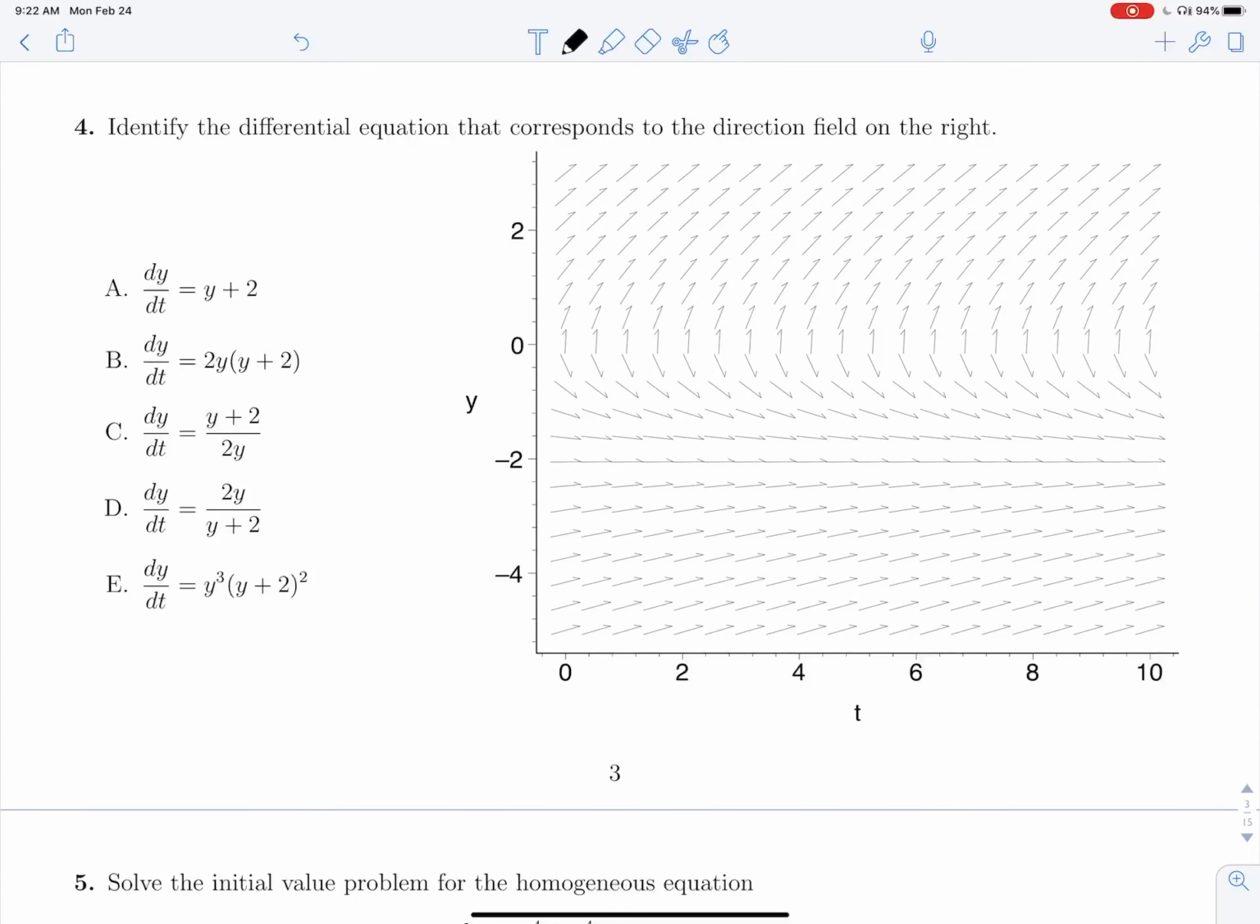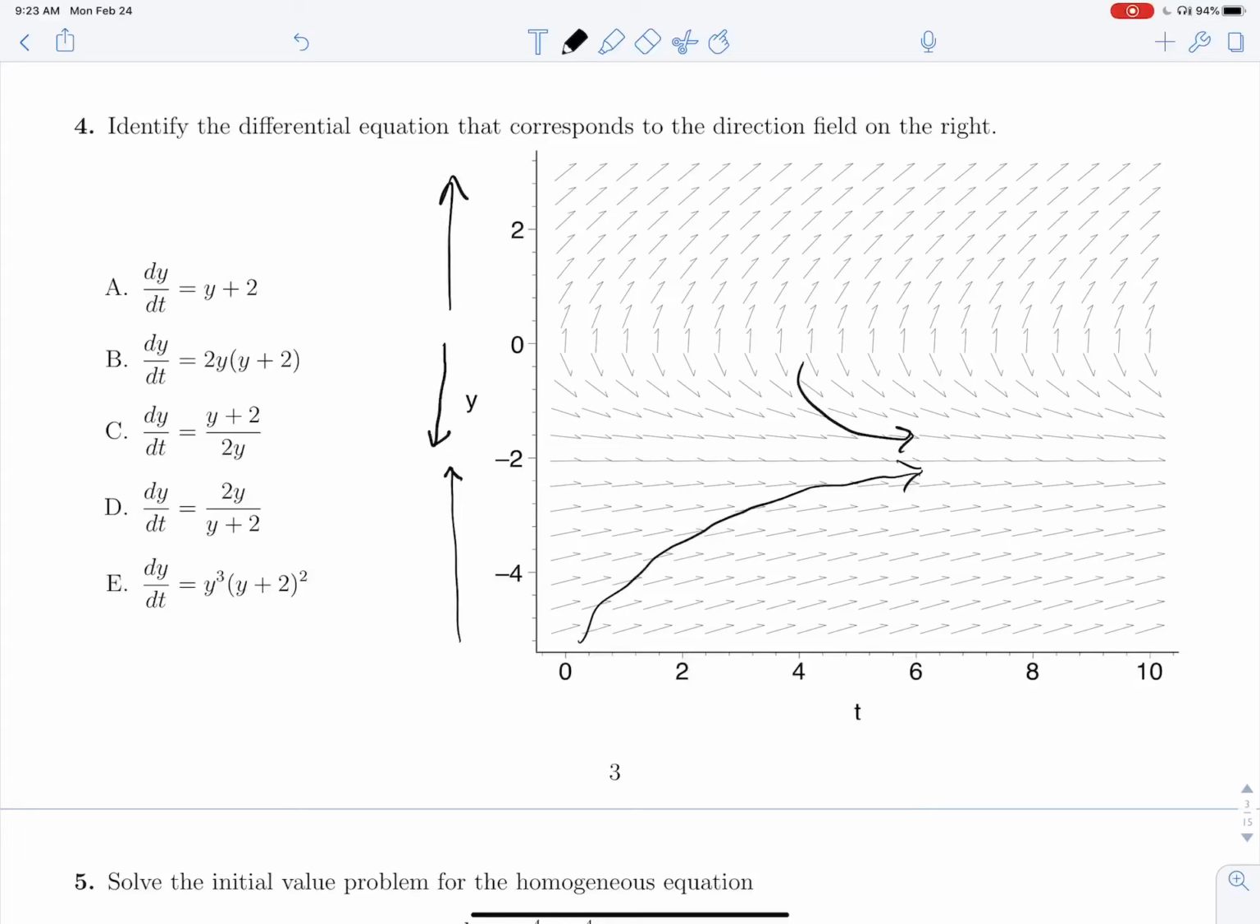Question 4, let's identify the differential equation that corresponds to the direction field on the right. So if I draw out the arrows where the slope is going, we see that the field is flowing up towards y is equal to -2. From 0, it's flowing down to y is equal to -2, and it is flowing up from 0 up to infinity. So we are looking for an equation where 0 is an unstable point and -2 is a stable point.